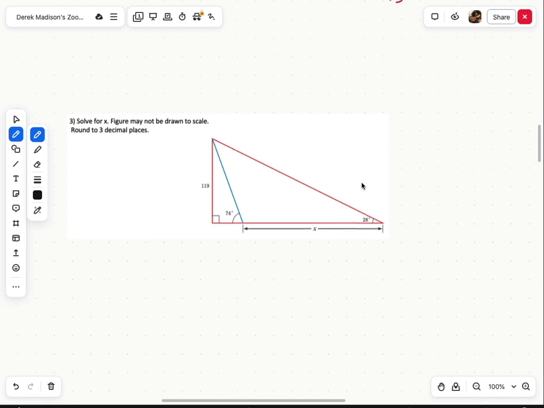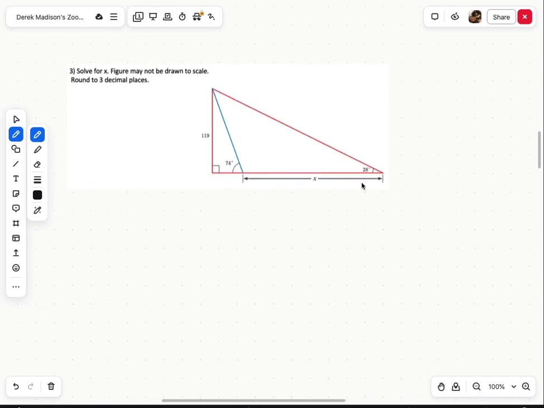Okay, let's take a look at this next one. So solve for x, may not be drawn to scale, round to 3 decimal places. Yeah, so here's where we're getting into the land of not as nice numbers. Let me see if I can.